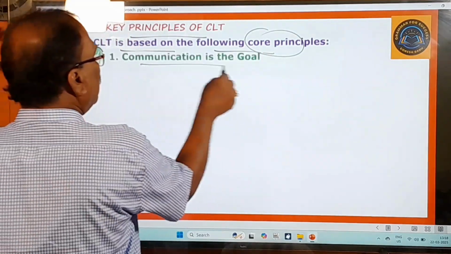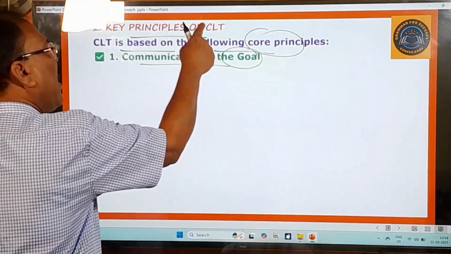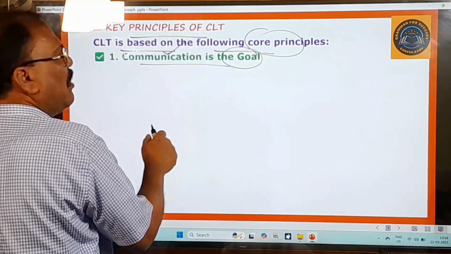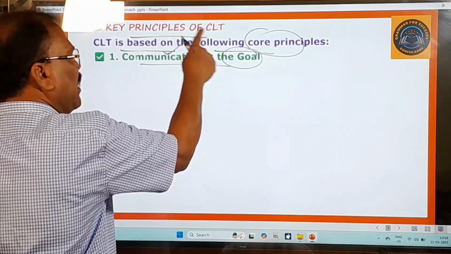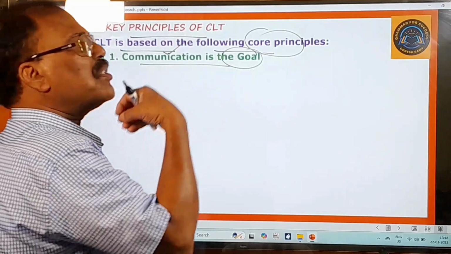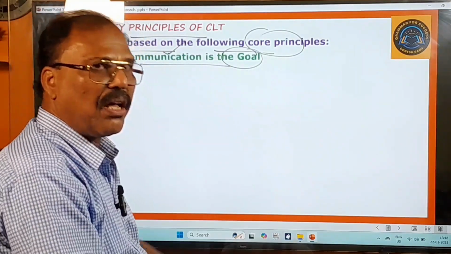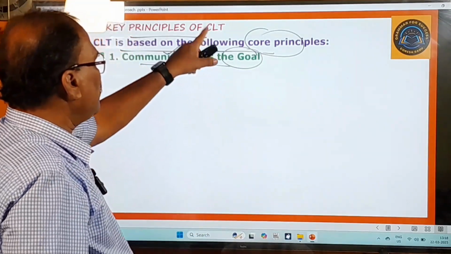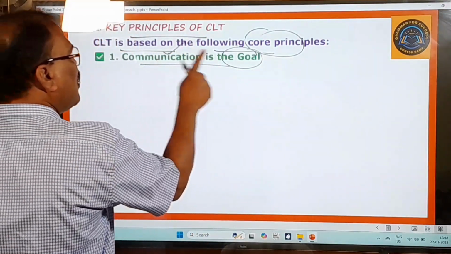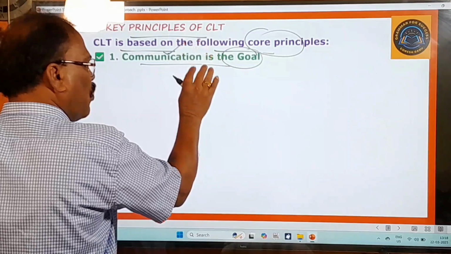First one, communication is the goal. So the end and aim of this CLT is communication. The main goal of this CLT is communication. That means you must speak the target language effectively and fluently. That is the main target of this CLT. So that's why communication is the goal. That is the first core principle.